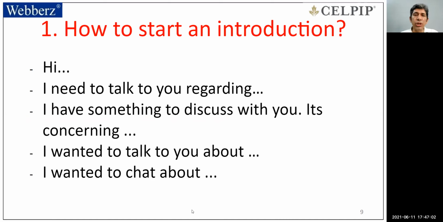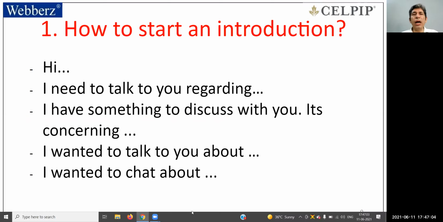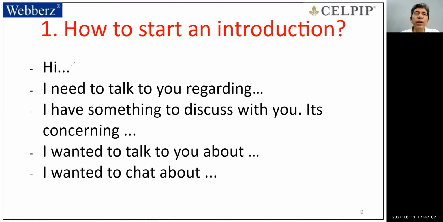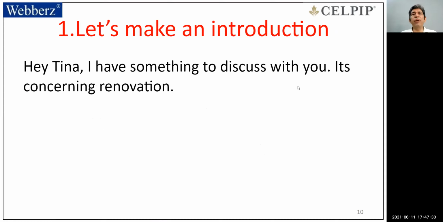So let us see how to start the introductory part. What I generally do is figure out whether it is a formal or an informal speech. I can say hi with an informal speech, but with formal, we can use any of the rest below. I need to talk to you regarding, I have something to discuss with you, it's concerning, I wanted to talk to you about, I wanted to chat about something. You can use these to start your answer. So let us define one introduction here. Hey, Tina, I have something to discuss with you. It's concerning renovation.